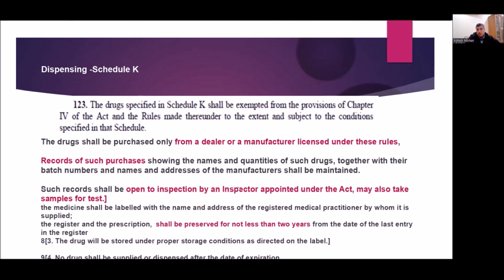Also, these records will be open to inspection by a drug inspector appointed under the Act. And also they can take samples so that we are avoiding spurious substandard drugs and we are avoiding black marketing and diversion. So very important to understand. You can do it, you can dispense, but there are some conditions related to dispensing.